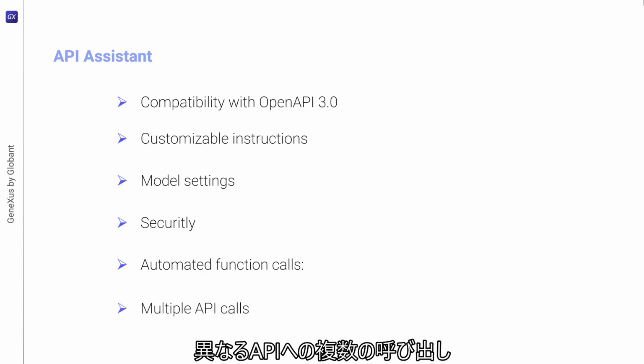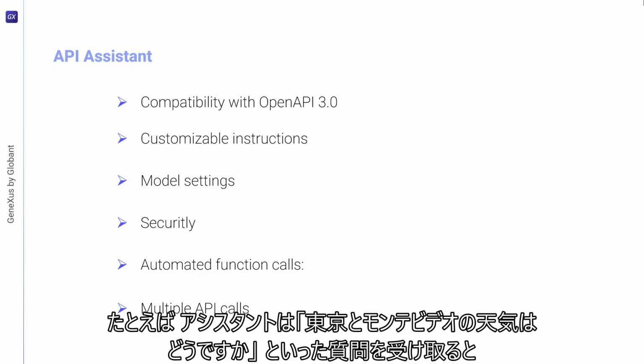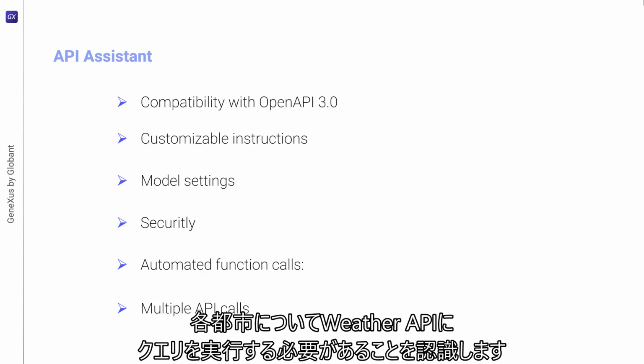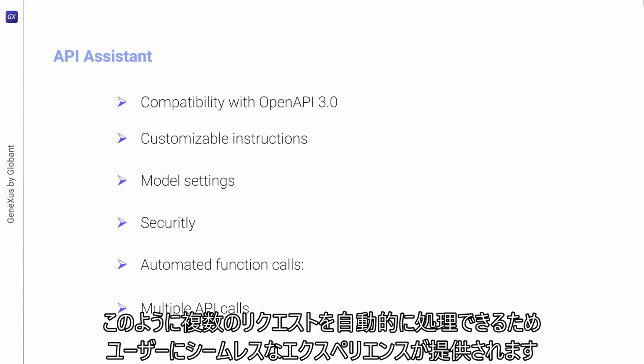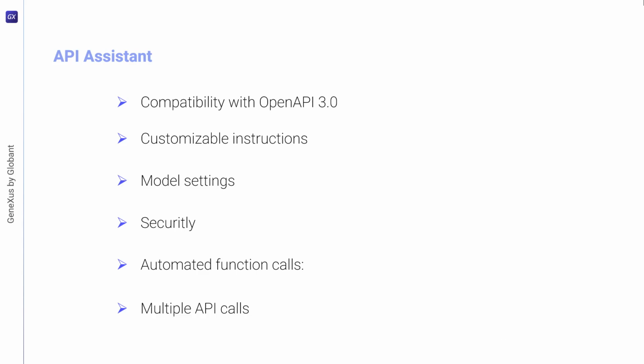Multiple calls to different APIs. The assistant's intelligence is shown by making sequential calls to different APIs to obtain complex results. For example, upon receiving a question such as, "What's the weather like in Tokyo and Montevideo?" the assistant identifies the need to query the weather API for each city mentioned. This ability to automatically handle multiple requests ensures a seamless experience for the user, who doesn't need to be involved in the process.